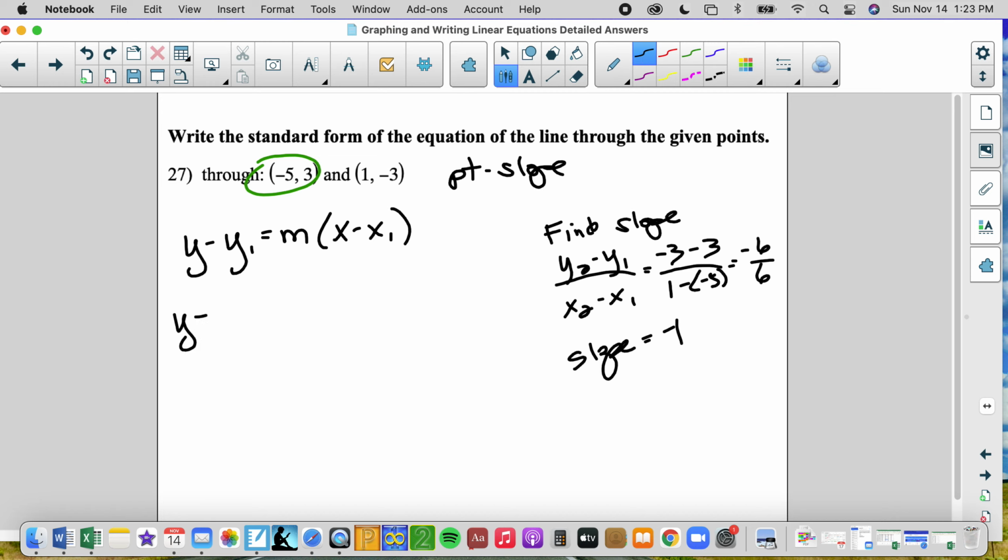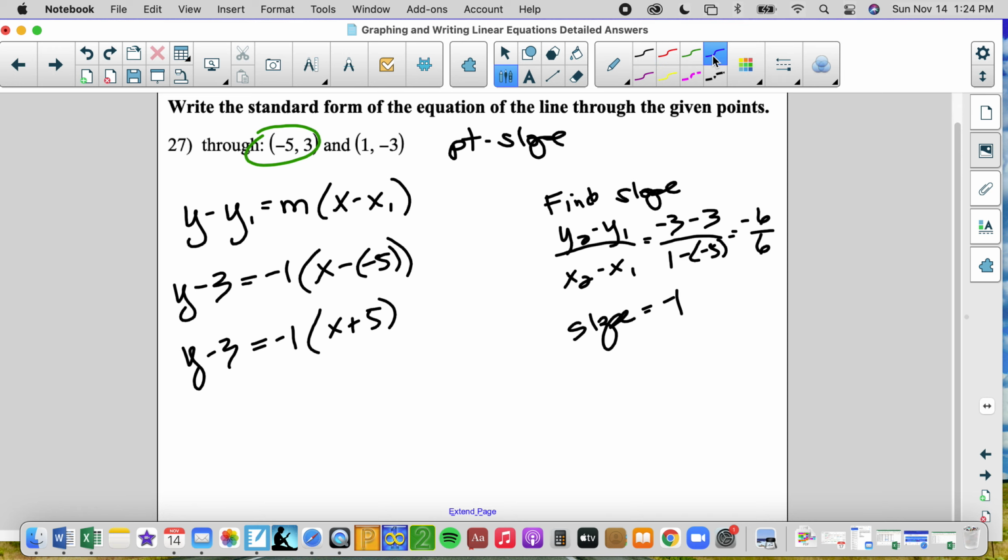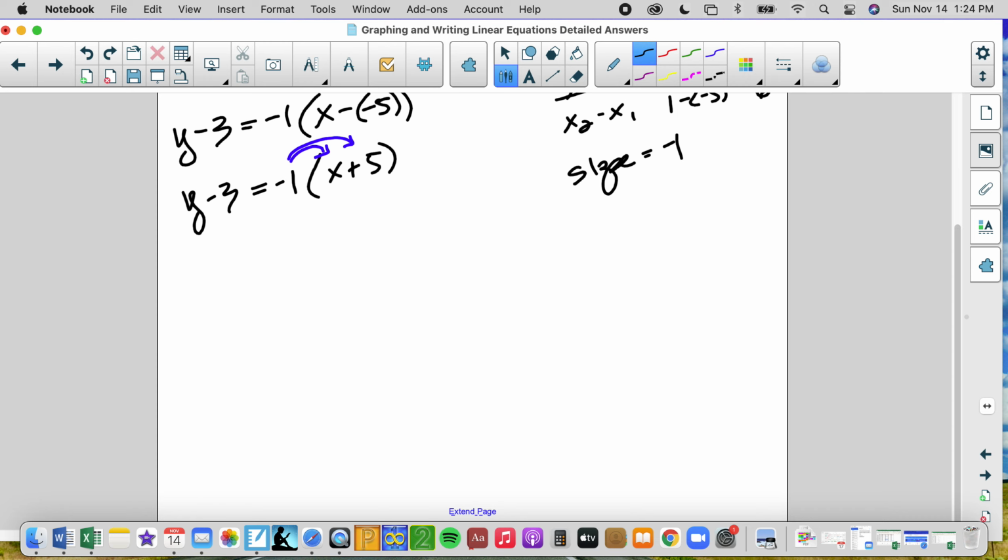So y minus 3 equals -1. Notice I wrote -1 here because it's not my final answer. We don't want to see that -1 as a final answer, but intermediate, we can write it. X minus x sub 1. So we get y minus 3 equals -1 times x plus 5. Let's distribute that -1 into the parentheses so we can get rid of the Chewbacca arms. That gives us y minus 3 equals -x minus 5.